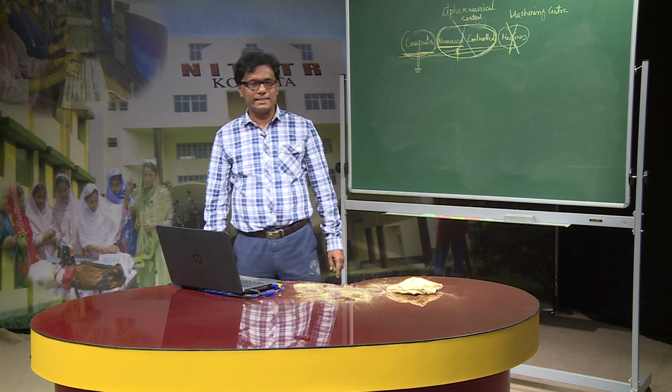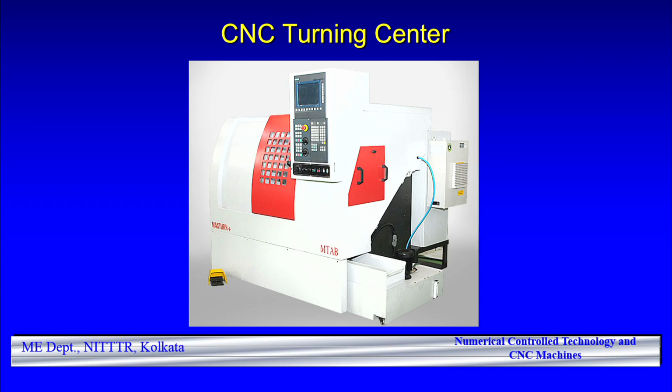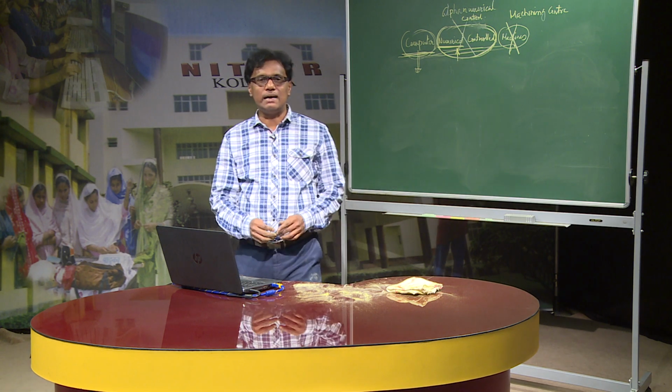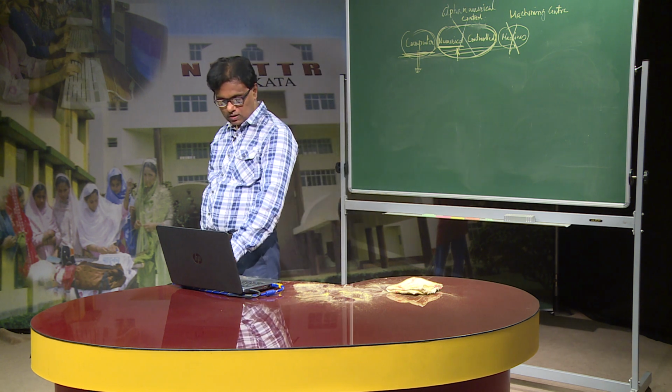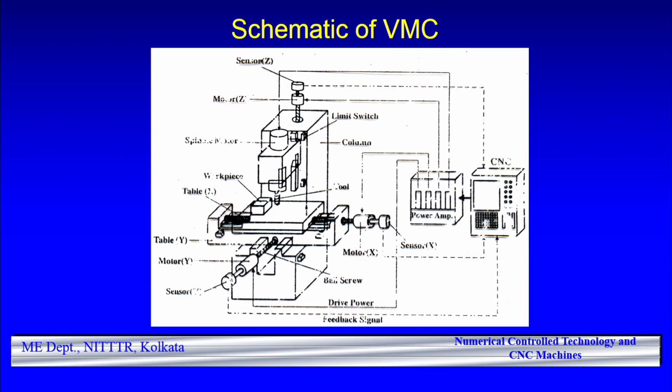Now, this is an example of a CNC turning center with 8 tools, which means in a single setup 8 types of operation can be performed. Next is a view of a vertical machining center.